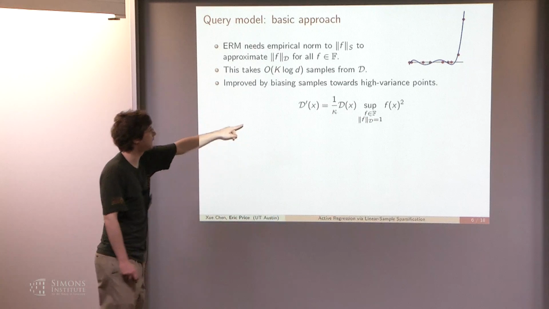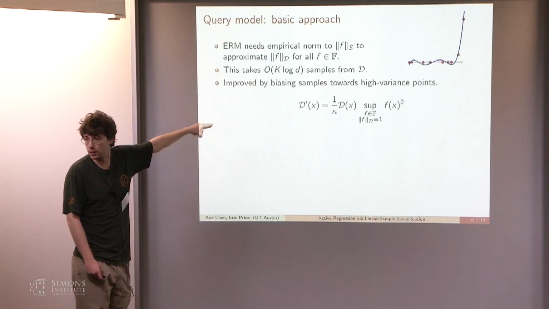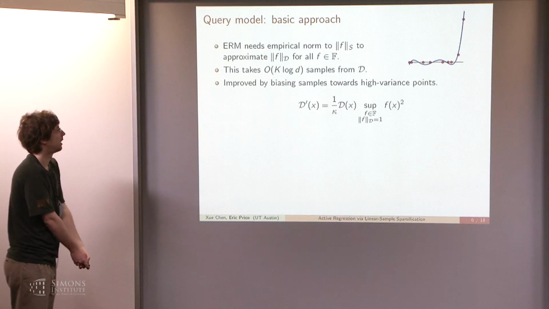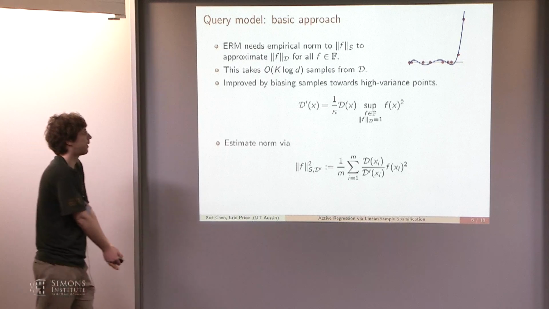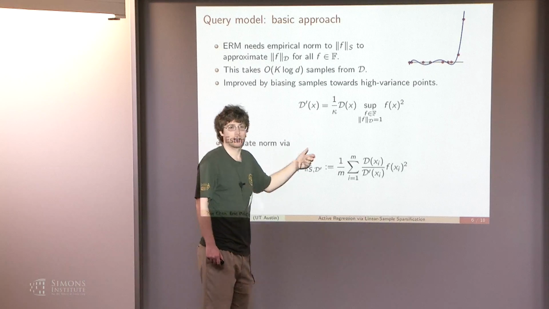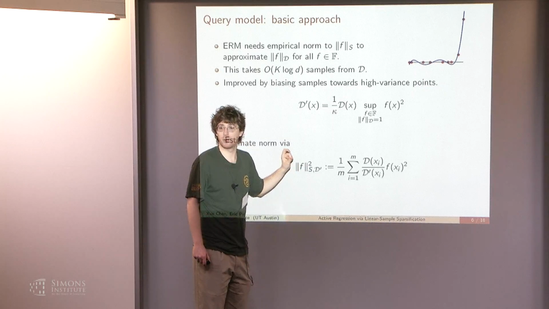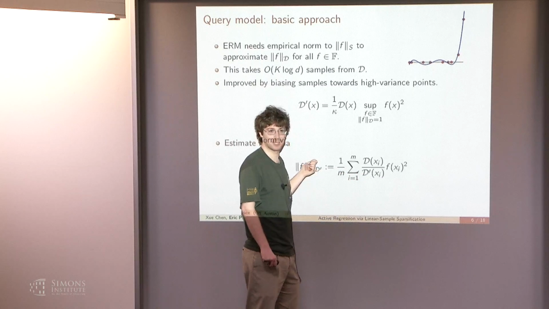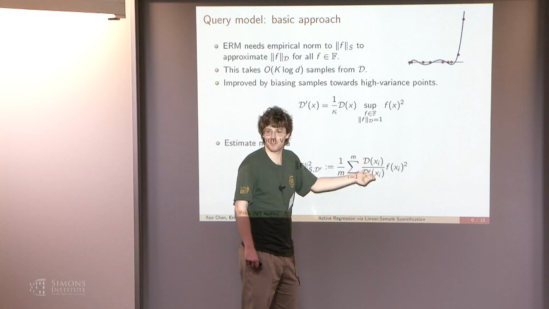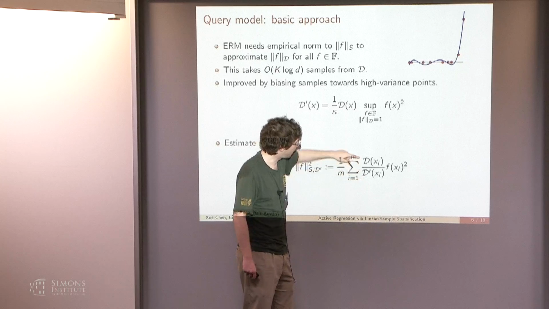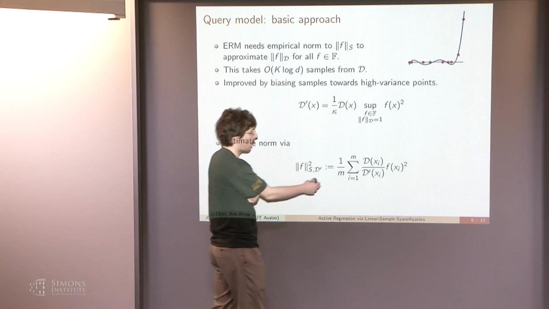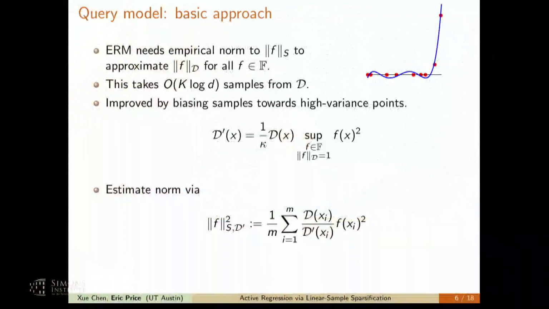So now if we sample points according to this d prime, then basically just as in Moses' talk before me, when we estimate the norm, we need to scale down again, because now we get points with probability d prime. We want to estimate the expectation of d of x times f of x. So in our estimate of the norm under d, we're going to have the average of d over d prime times f of x squared.